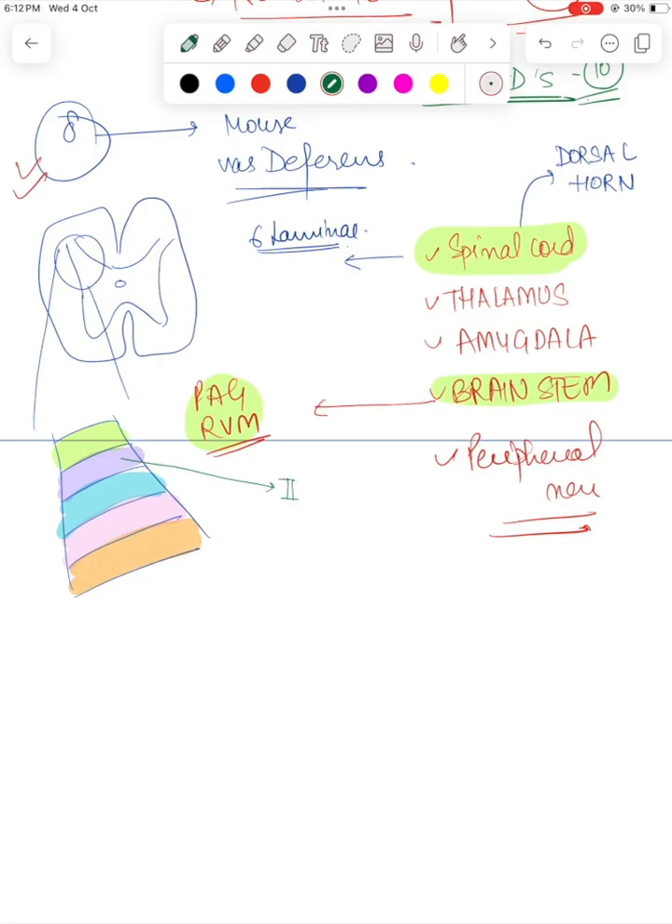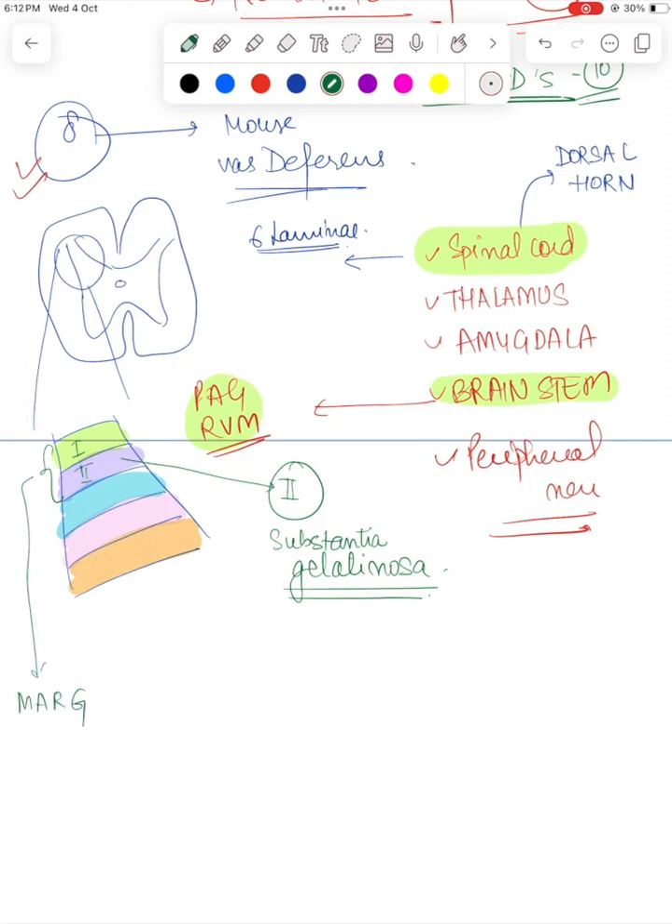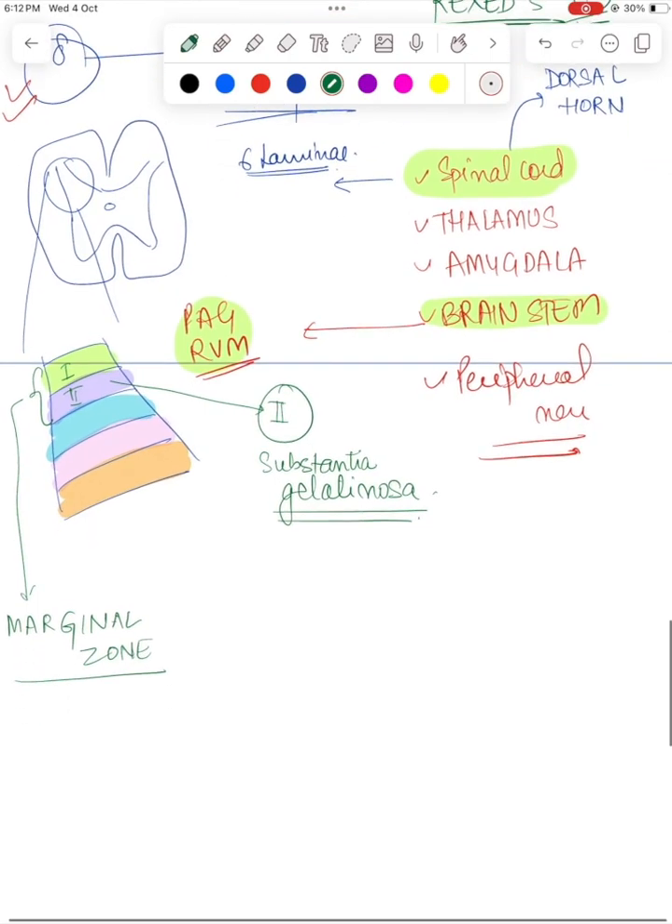Now, the second lamina is very important. The second lamina is known as the substantia gelatinosa. The first two laminae are collectively termed the marginal zone. Opioids have a very important action on the substantia gelatinosa.